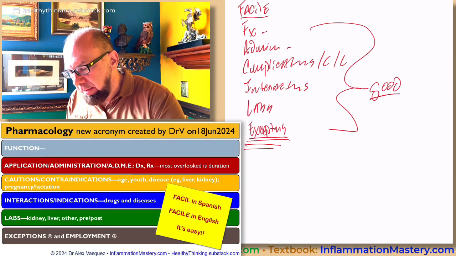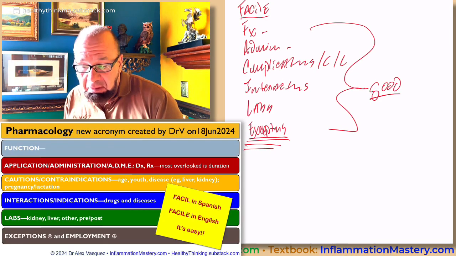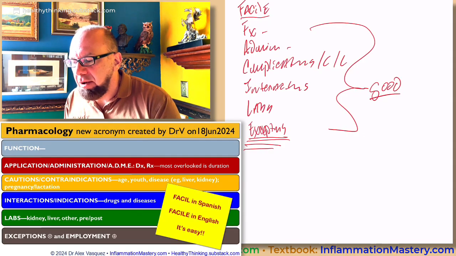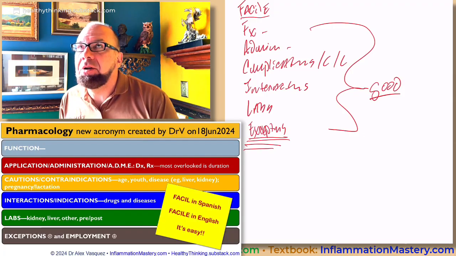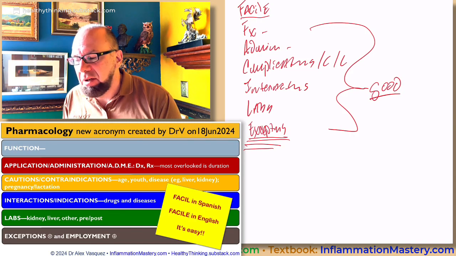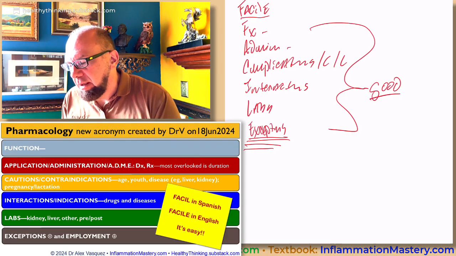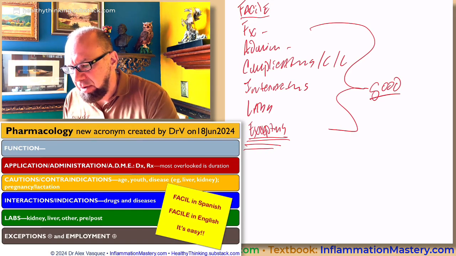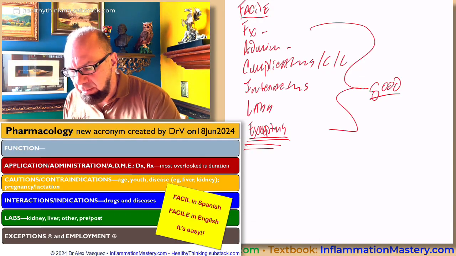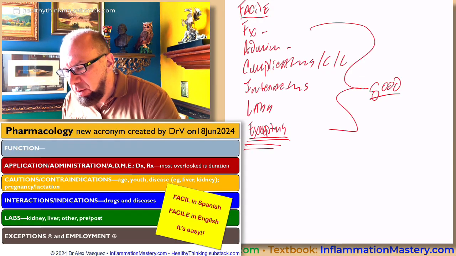So, let me change colors here as if that matters, but here I go. So again, this is the facile. In English, the word is what? Facile or facile? In Spanish, it's just facile, but basically the same. And the E is somewhat optional. So if you don't want to use the E, you don't have to. Sorry, my screen's misbehaving. So let's go with the function of vitamin A. F, function.